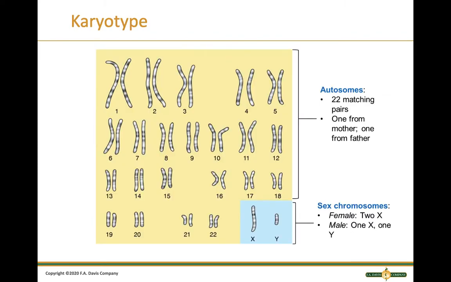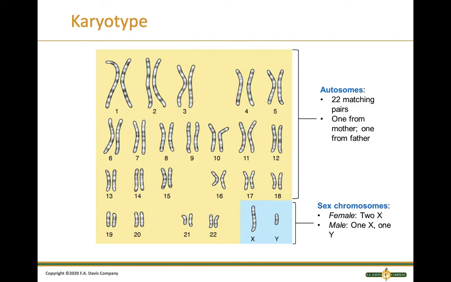Next, we need to define autosomes and sex chromosomes. So this is a human karyotype. It shows all of your chromosomes. Obviously, this is under a microscope. But you can see most of them are autosomes. You get one from your mother, one from your father, and they pretty much match. And that's most of your chromosomes.